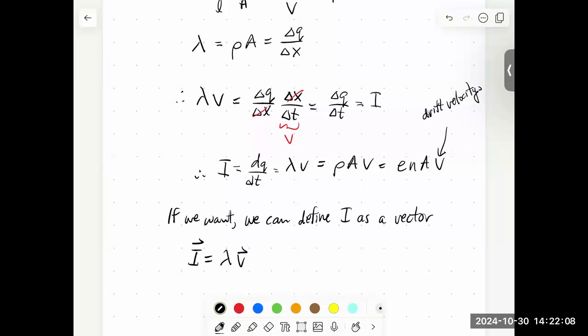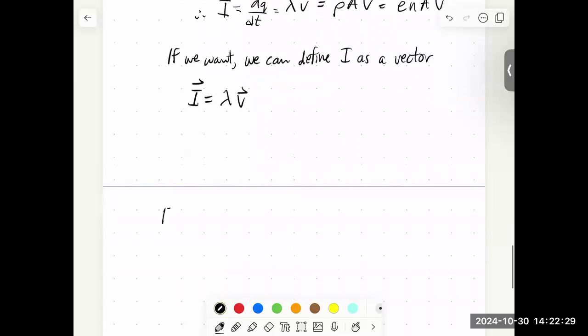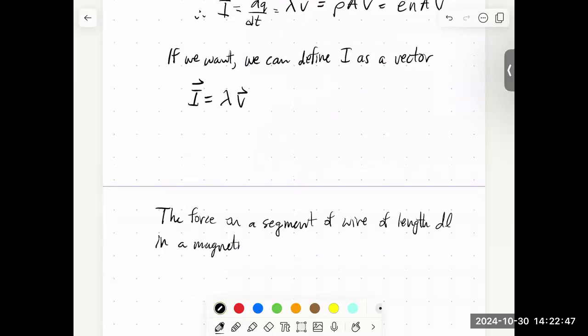Okay, so what I want to do then is, last time we wrote down the force on a charge moving through a magnetic field. Very often when we have motion of charge, it's a collection of charges moving together as a current. So what we're going to do is try to write down the force on a segment of wire of length dl in a magnetic field B.